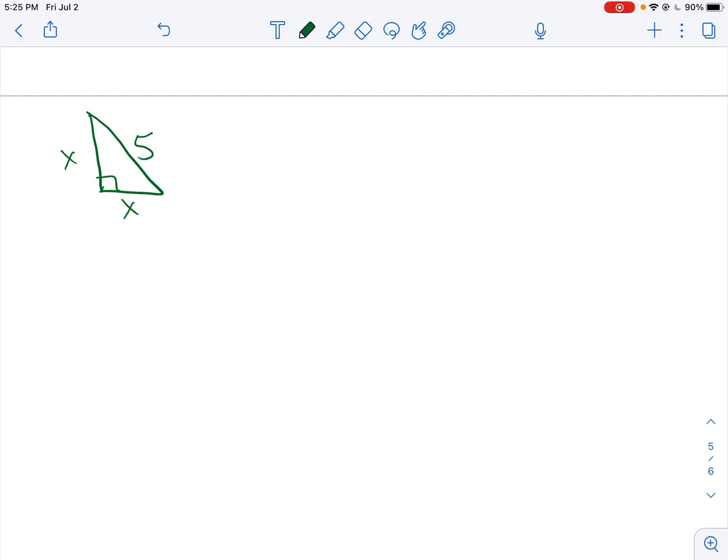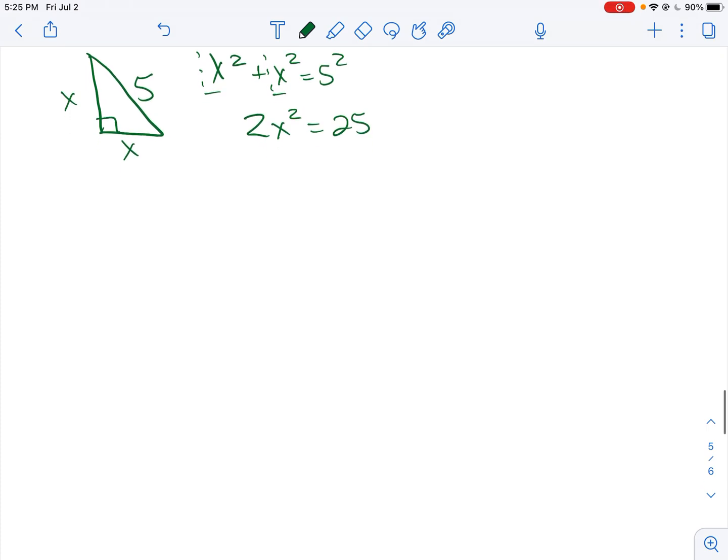So when I use this, I'm going to do x squared plus x squared equals 5 squared. So x squared plus x squared, there's an invisible 1 in front of each one of these. It becomes 2x squared equals 25. I need the x squared to be by itself. So I divide by 2 on both sides, and I get x squared equals 25 over 2.